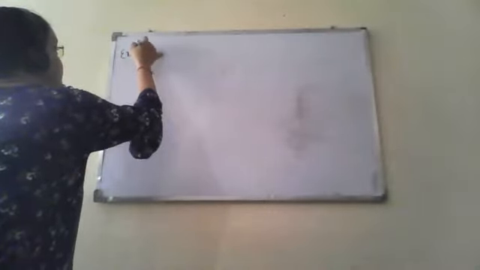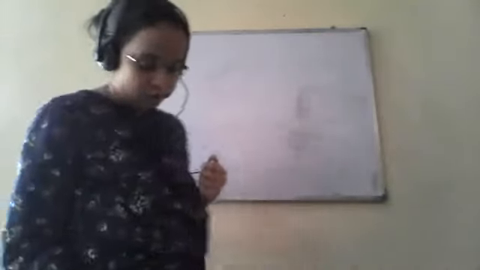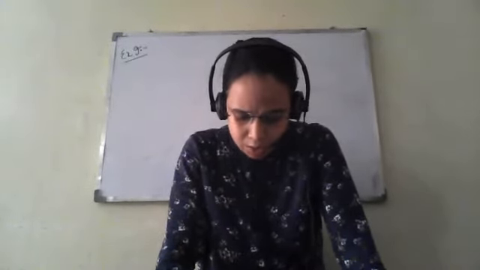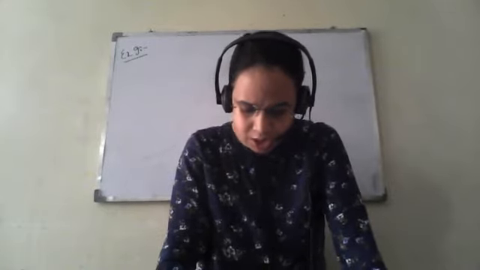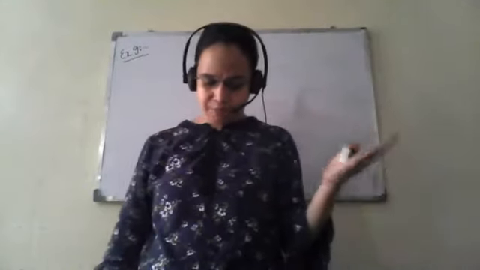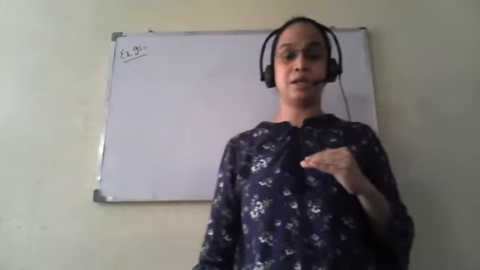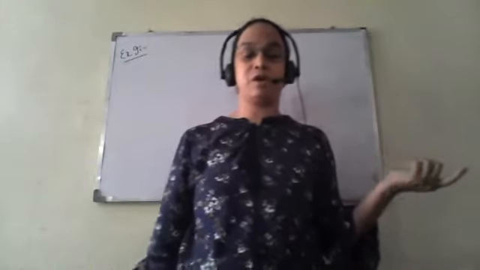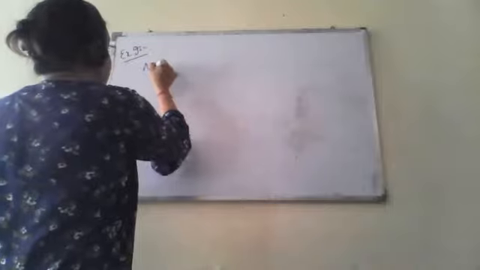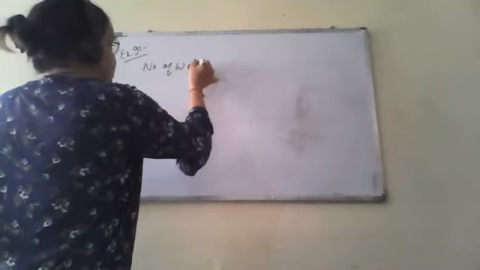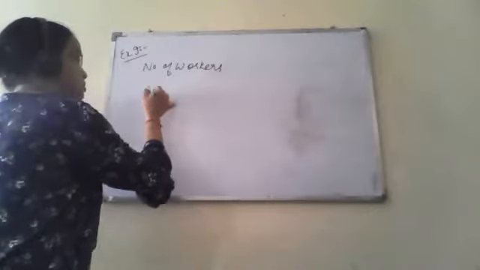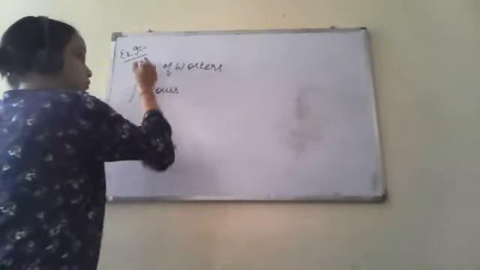Next example is example number 9. What it says? If 15 workers can build a wall in 48 hours, how many workers will be required to do the same work in 30 hours? So number of workers and number of hours. If the number of hours is decreasing, obviously more workers will be required to complete the task. So we'll see. That is number of workers and hours. Clear?